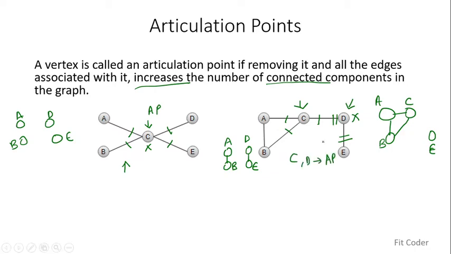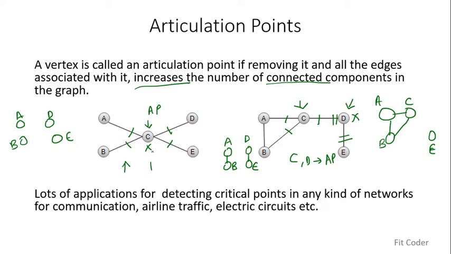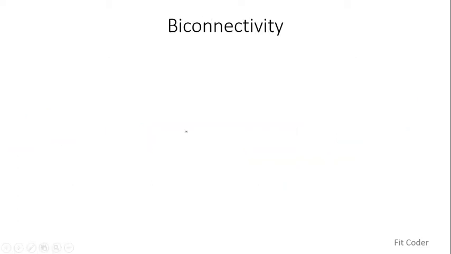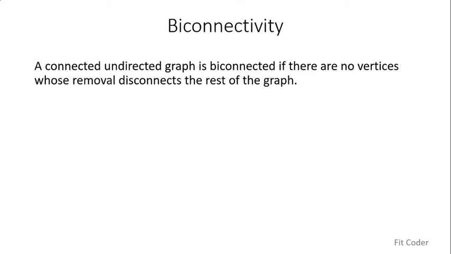Now articulation points have a lot of applications. To detect the critical points in communication, airline traffic, electric circuits, we use articulation points. So these are the single points of failure in these networks. Now the other term that is used along with articulation point is biconnectivity. A connected undirected graph is biconnected if there are no vertices whose removal disconnects the rest of the graph. So in short, it means that there are no articulation points.